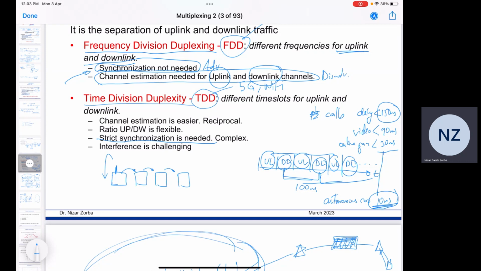So TDD is about time division, whenever you have uplink and downlink. So whenever you upload and download at the same time, this is the case. And again, this is for wireless. Whenever you connect to a remote server, it's not wireless, I guess.